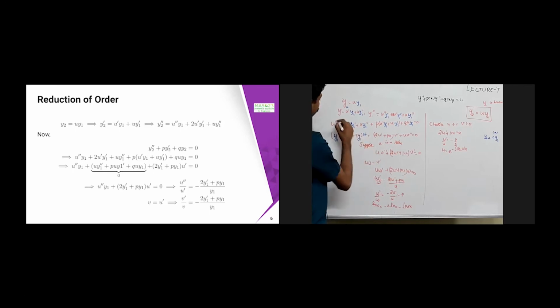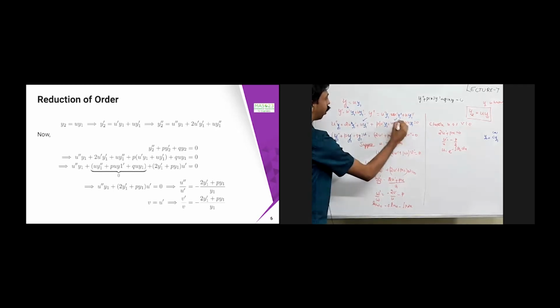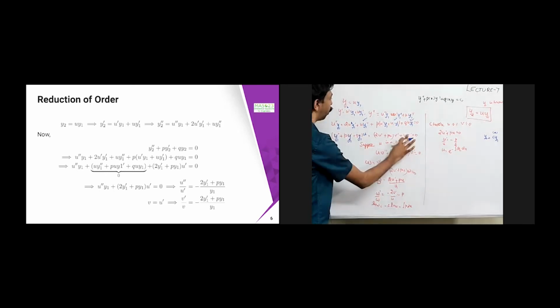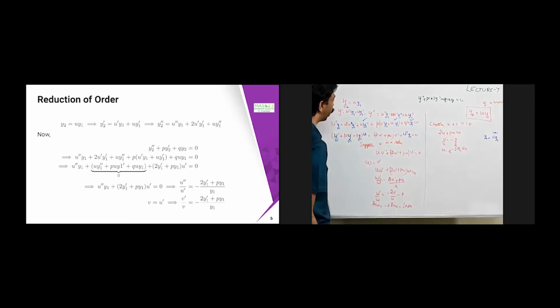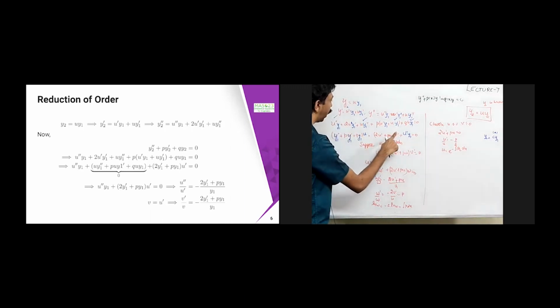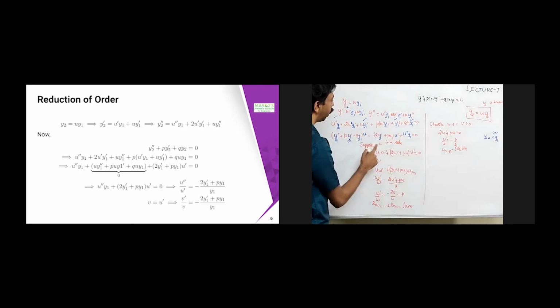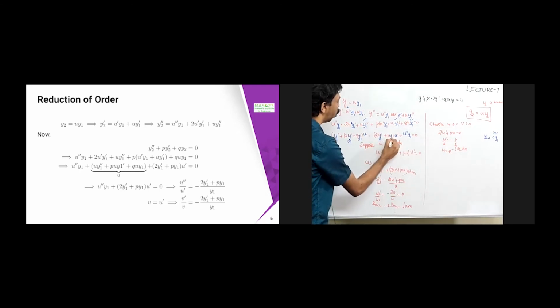So this is gone, this is gone. The remaining thing I have to write: u double dash y1 is going to come. Now I have 2 u dash y1 dash, so I am going to write this as 2 y1 dash u dash, and then p y1 u dash is going to come.